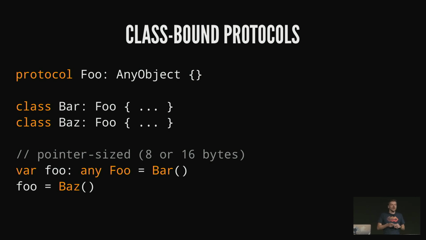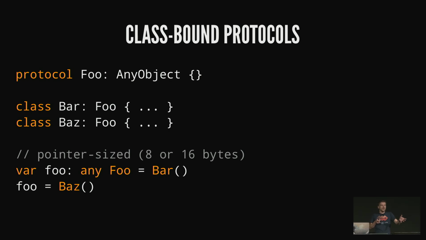Here's an example of a class-bound protocol. I've got my protocol Foo, any object, and I've got my concrete classes Bar and Baz, which both implement my Foo protocol. And I've got this variable foo, which is, sorry, I used Foo too much, but insert your own name here. foo is of type any Foo. And the question is, what actually is that? How is that represented? And the answer is that it's just a pointer. It's a pointer to some class, so that's fine.